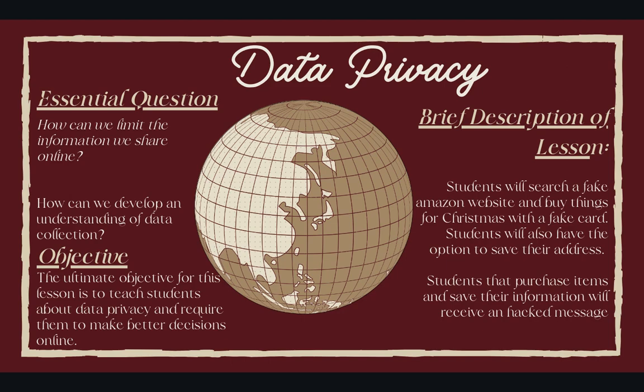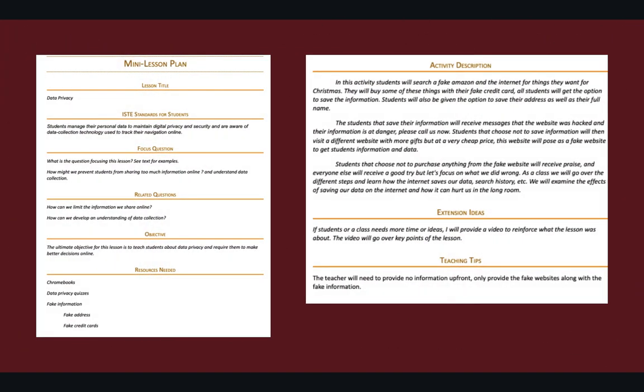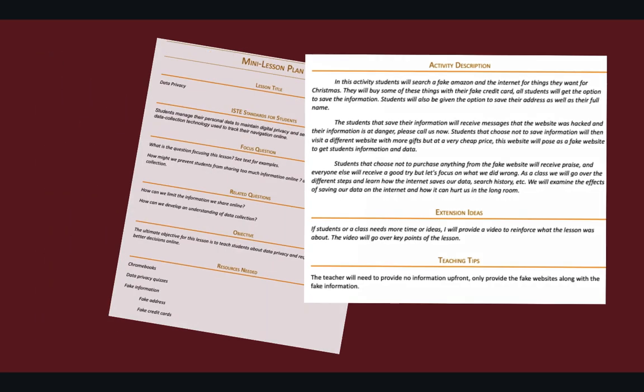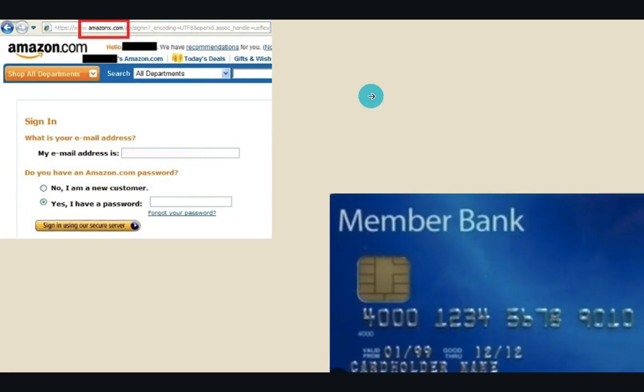Students will search a fake Amazon website and buy things for Christmas with a fake card. Students also have the option to save their address. So students that purchase items and save their information will receive a hacked message, and students that choose not to purchase anything and see something that's wrong with this website will be asked to share what they saw was wrong and why they ultimately did not choose to buy anything from this fake Amazon website. And then here's a picture of the fake Amazon website that was used.